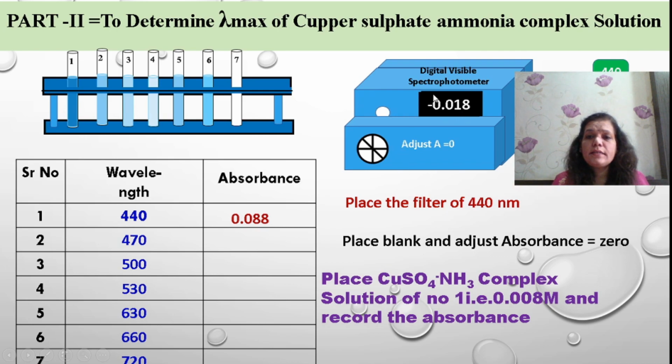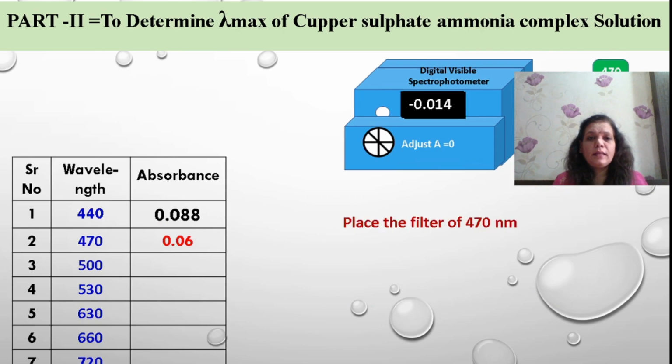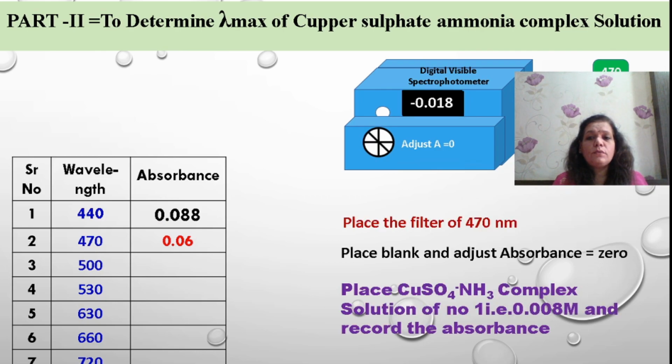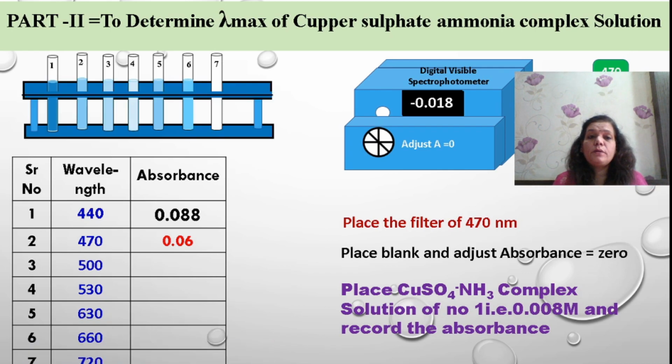I need to adjust that absorbance to 0, then remove it and place my solution number 1, that is, the 0.008 molar solution. So when I am choosing a filter, first I will put in a blank solution, make the absorbance 0, then I will put my solution of interest whose absorbance I need to measure. The same procedure I will follow for all other filters. What will we do next? I will choose the 470 filter, then place the blank to adjust to 0, and then put my solution number 1 to find out the absorbance.